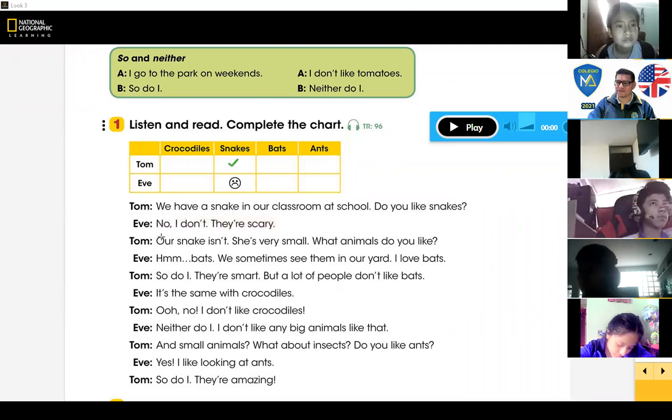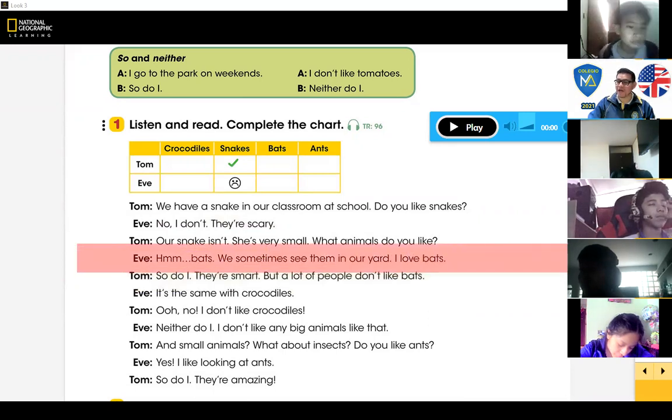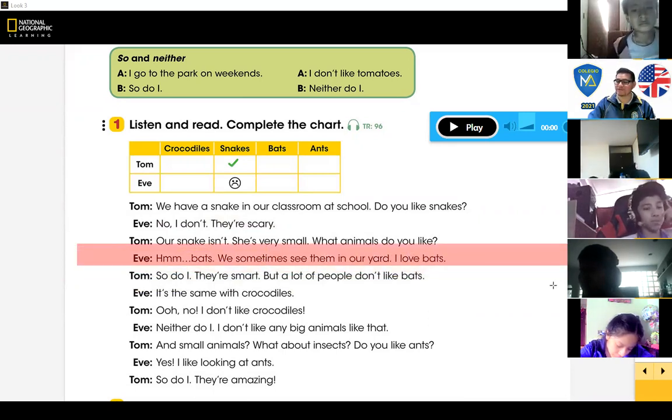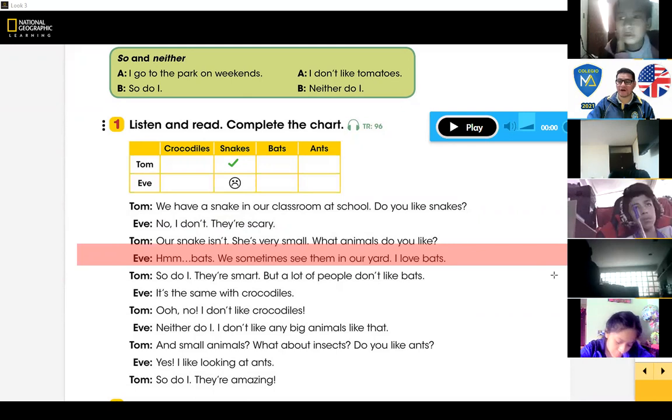Now, let's see. The next part says, Eve asks, but we sometimes see them in our yard. I love bats. What about bats? Who likes bats? Eve or Tom?